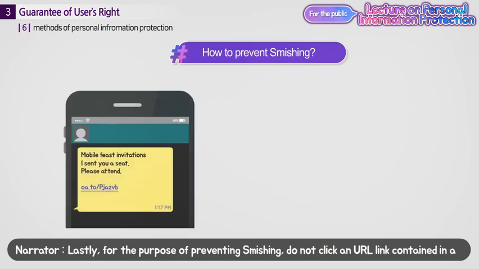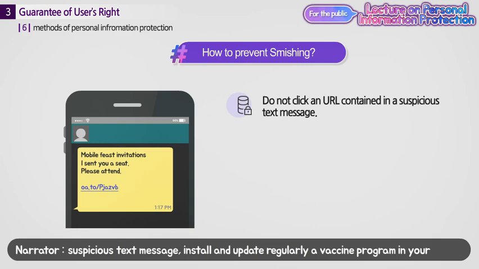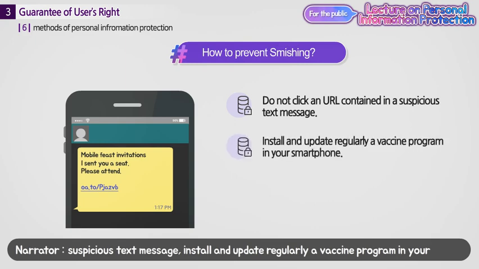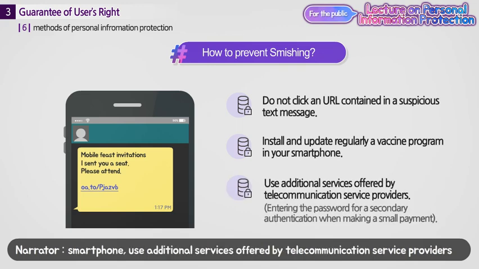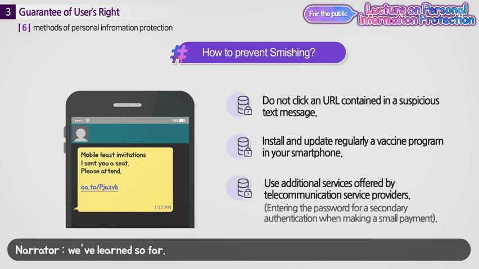Lastly, for the purpose of preventing smishing, do not click URL links contained in suspicious text messages. Install and update regularly a vaccine program in your smartphone. Use additional services offered by telecommunication service providers, such as entering the password for secondary authentication when making a small payment. Do not forget the methods to protect your personal information that we've learned so far.